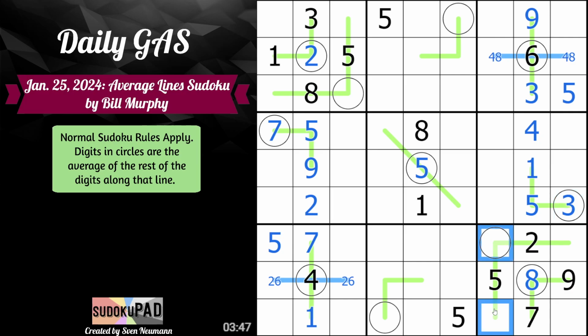3 has to go somewhere here. I guess actually 7 does the same thing, doesn't it? Oh, and 9 does the same thing as well. 1 does the same thing over here.